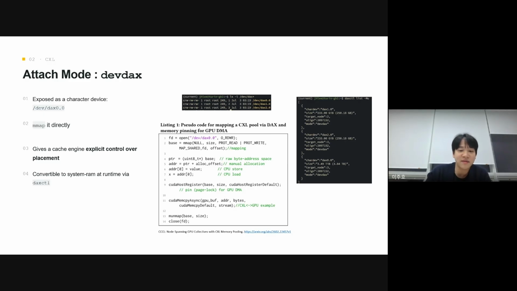So the application can map it directly, and this gives the cache engine explicit control over data placement. I put the example code here. After mmap, you get a plain pointer, and you can read or write the memory byte by byte just like normal memory. And also, if you pin the region with CUDA, the GPU can directly access it. So KV cache can move between the GPU and CXL memory without DRAM staging. This is typical usage, just like normal DRAM.